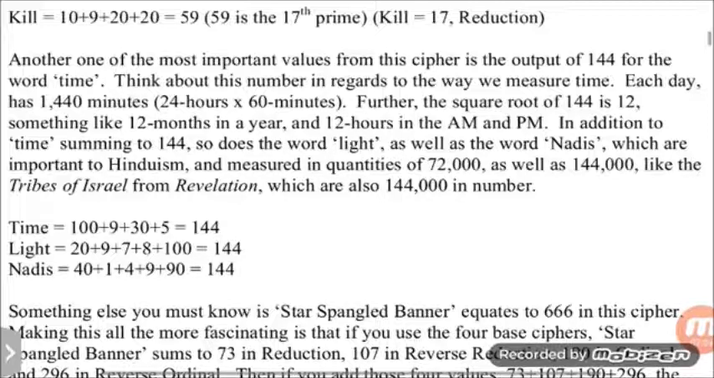In addition to time, summing to 144, so does the word light, as well as the word nadis, which are important to Hinduism and measured in quantities of 72,000 as well as 144,000, like the tribes of Israel from Revelation, which are also 144,000 in number. Time equals 100 plus 9 plus 30 plus 5 equals 144. Light equals 20 plus 9 plus 7 plus 8 plus 100 equals 144. Nadis equals 40 plus 1 plus 4 plus 9 plus 90 equals 144.